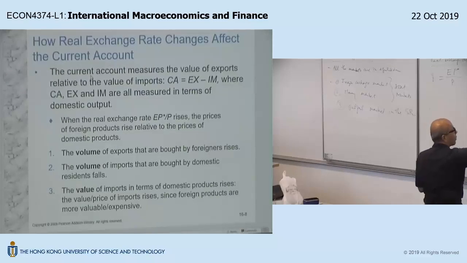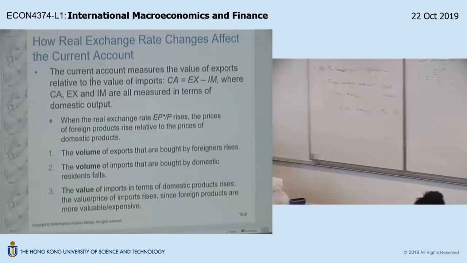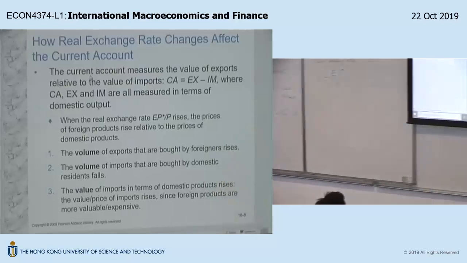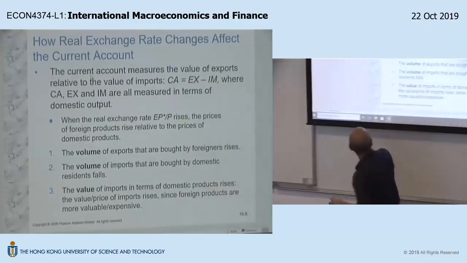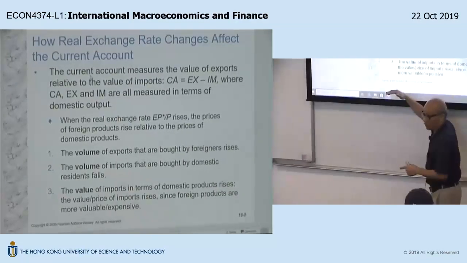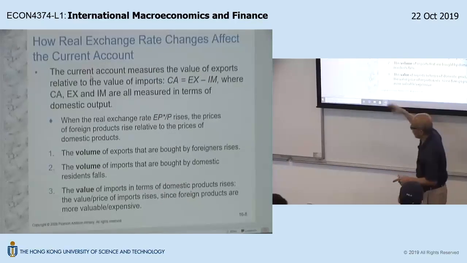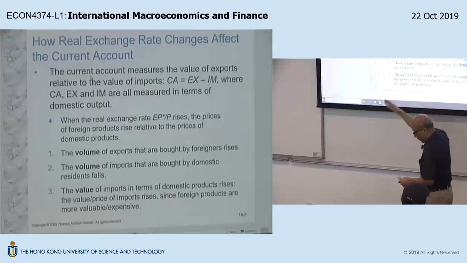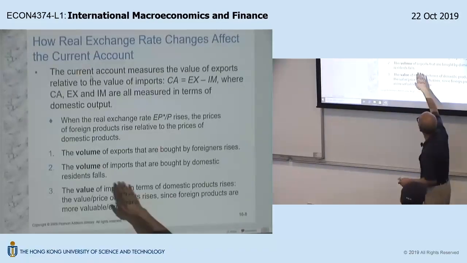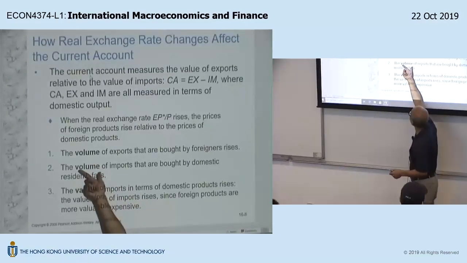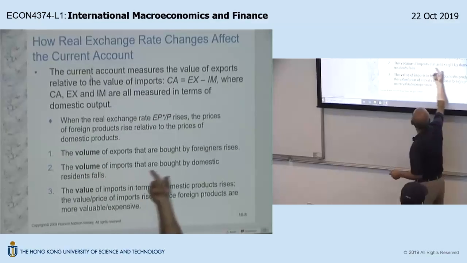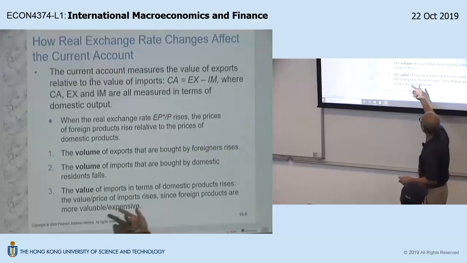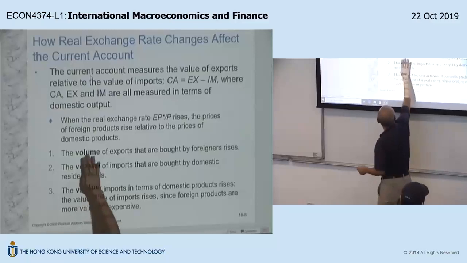So the volume of export will rise. The volume means the quantity. The quantity of export will rise for sure, because that's a downsloping demand curve. The volume or the quantity of import falls, right? That's very easy to understand.